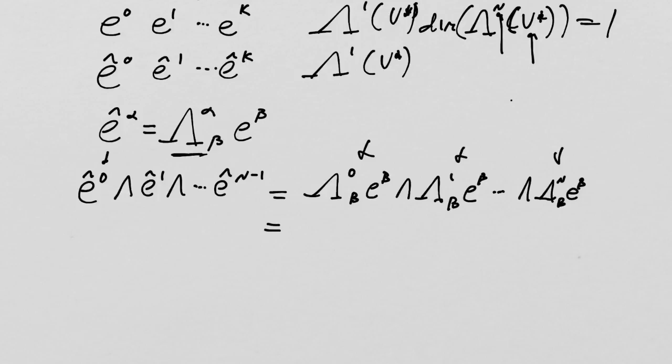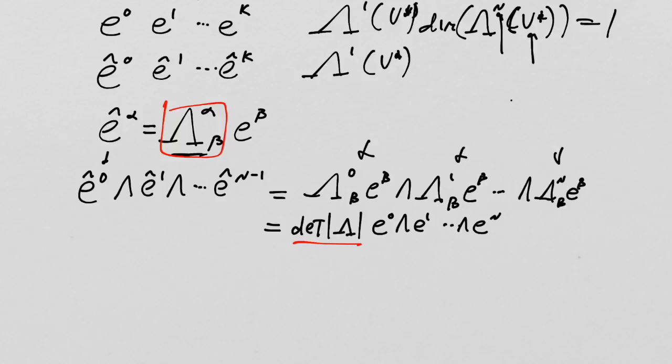The point is that this thing is going to equal the determinant of lambda times E0 wedge E1 dot dot dot all the way to En. And that's really interesting because this lambda is a matrix, right? And it does have a determinant, so that makes perfect sense. The only single number you can really form out of a square matrix is the determinant. That's the only reliable one that means anything. And it's interesting that this change of basis process yields this determinant.